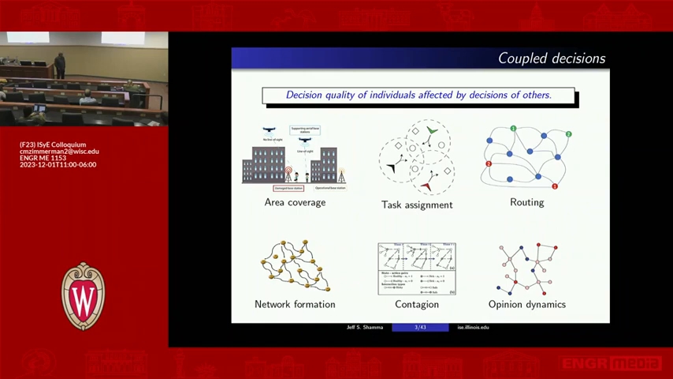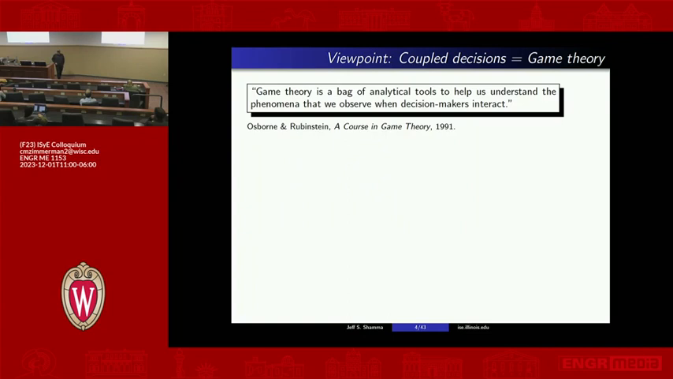And area coverage: one of our past works was to look at drones to compensate for communications coverage. Whether or not to send a drone to a certain location depends on where we sent the other drones to get overall area coverage. They all have this feature that we're making decisions, but the satisfaction with our decision depends on our decision and on the decisions of others. And this coupled decision aspect makes it a game.